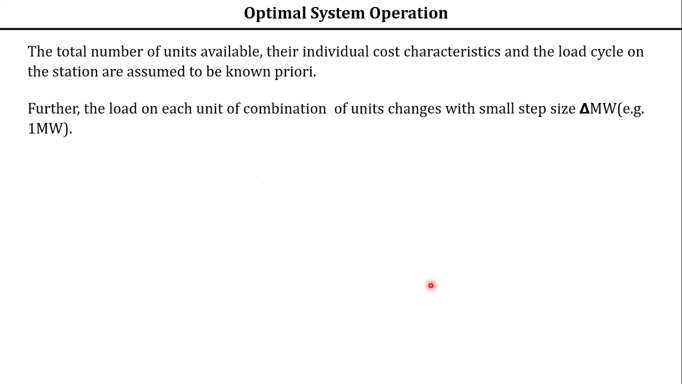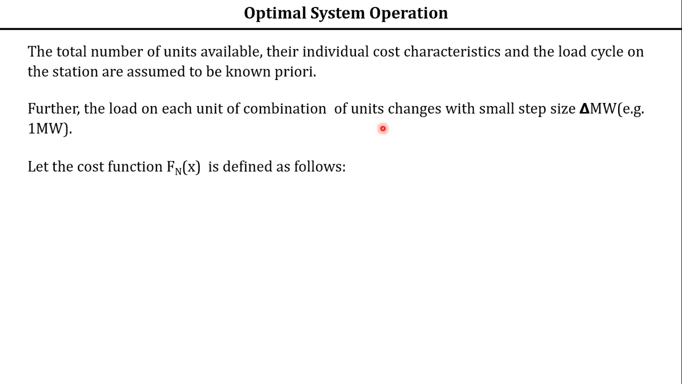So again, I am repeating these two statements which I said. To solve dynamic programming, these two statements you should assume and you should start. So number of units, cost characteristics, load cycle on each station are to be known or are to be assumed. Then load on each combination of units must be incremented by a step size of delta megawatt. It may be 0.5 megawatt or 1 megawatt. That's why I repeated these two statements again here in this slide.